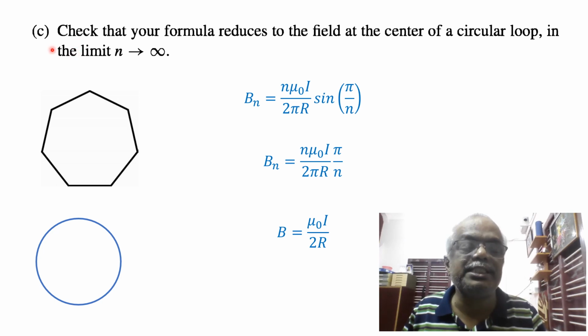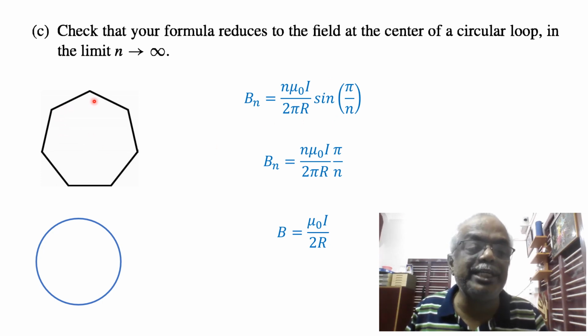Section C is: check that your formula reduces to the field at the center of a circular loop in the limit n tends to infinity. So this is the general formula for a polygon with n sides. B of n is equal to n times mu naught I divided by 2 pi r sine pi by n. Now if the number of sides is infinite, then it will naturally form a circle. So they are asking for the field at the center of a circular loop.